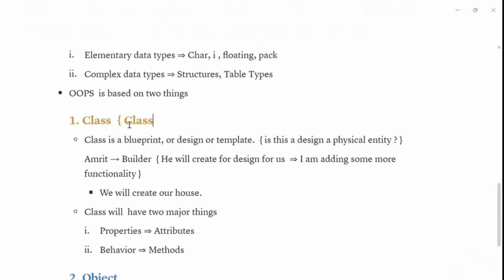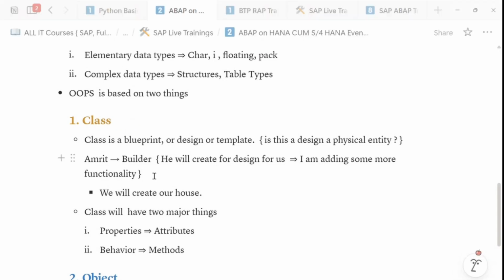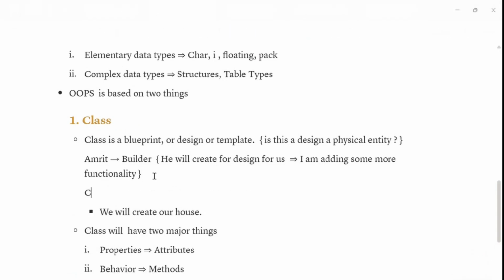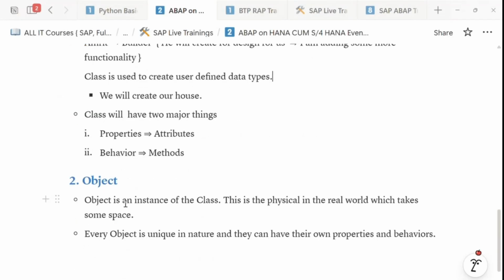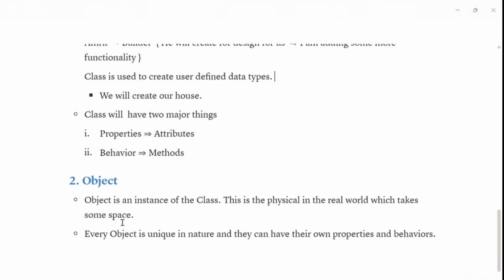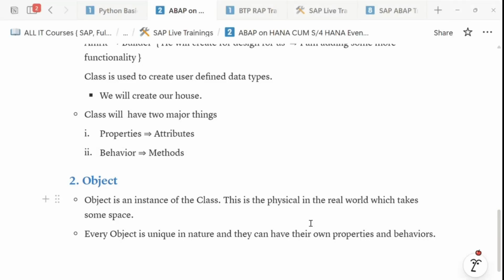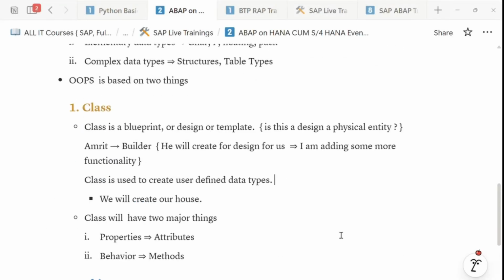A class is used to create user-defined data types, and based on these data types we will be creating our objects. These objects are the real-life existing entities which exist in the real world, and based on that, they are going to function.